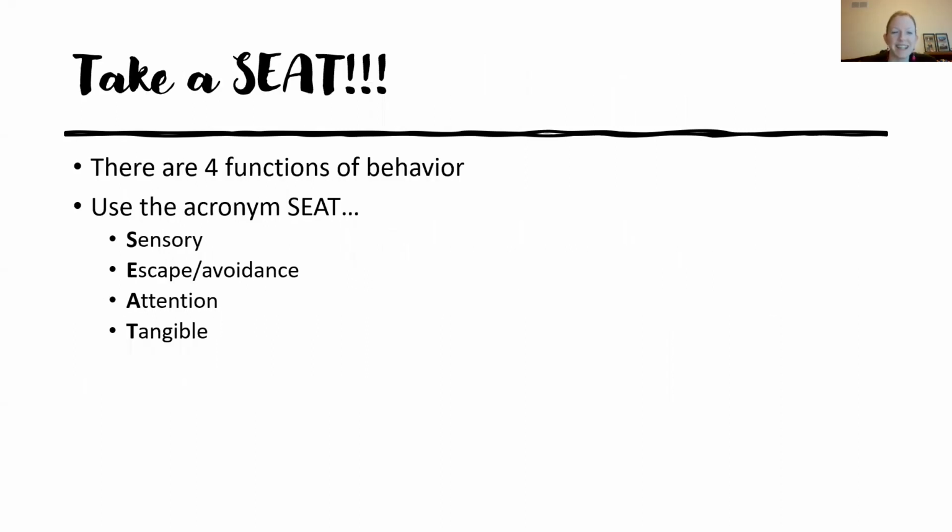So take a seat. There are 4 functions of behavior, and we typically use the acronym SEAT for that. S stands for sensory, E stands for escape/avoidance, A stands for attention, and T stands for tangible, and I will get into all 4 of those.